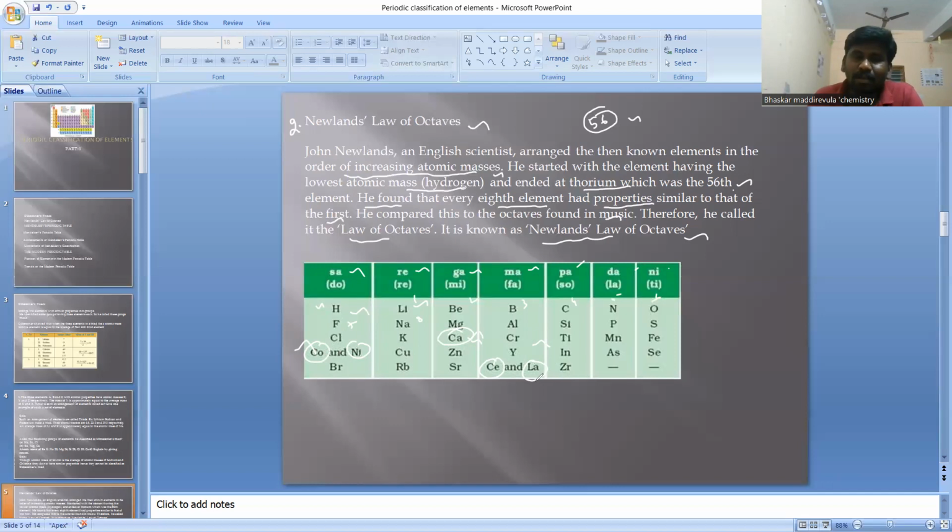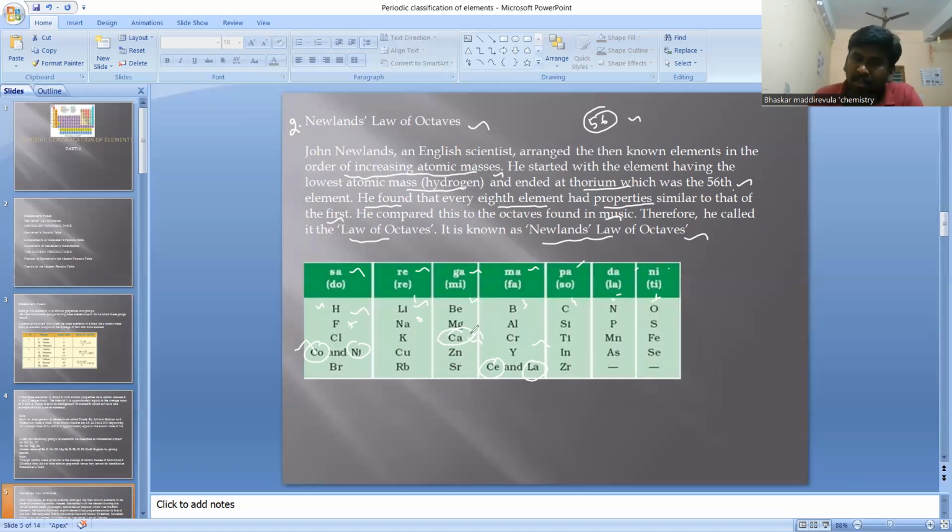He felt that there are only 56 elements in nature, but later on so many new elements were discovered. Those elements were unable to fit in his periodic table. So these are the three important limitations.